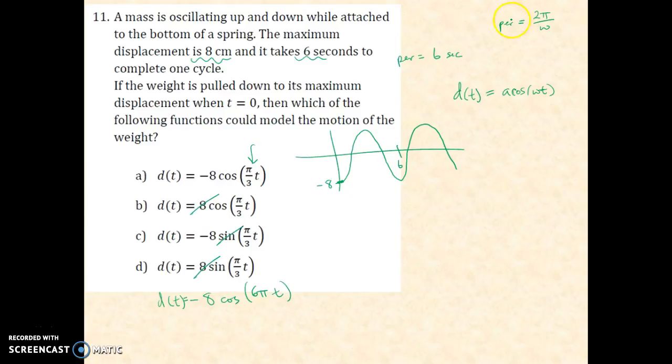Well, here's what you would do. You would use period equals 2 pi over omega. We know that our period is 6. 6 equals 2 pi over omega. Multiply both sides by omega to get it out of the denominator. So we got 6 omega equals 2 pi. Then to get omega by itself, we're going to divide both sides by 6. And omega equals 2 over 6 reduces to 1/3, so that's pi over 3, and that's where we could find the pi over 3.